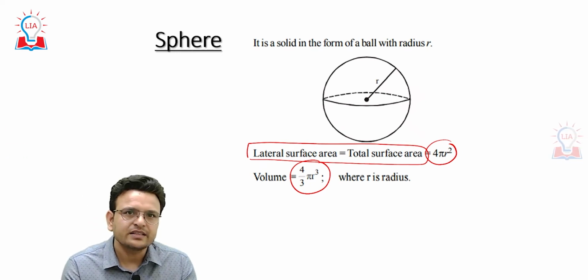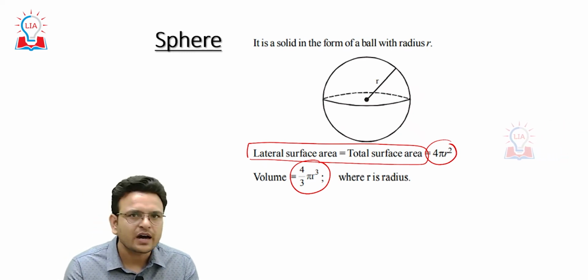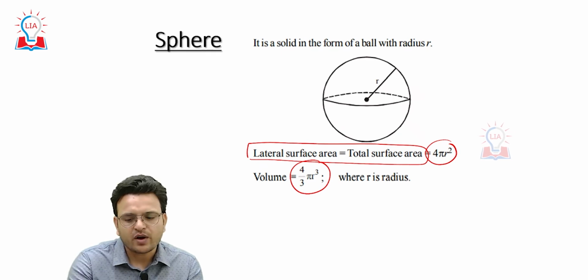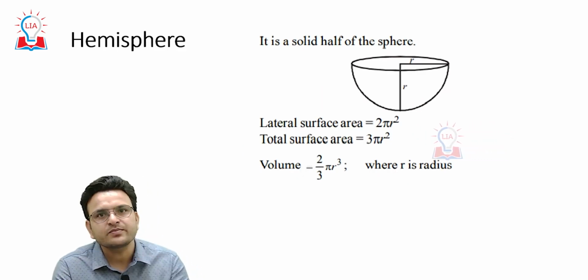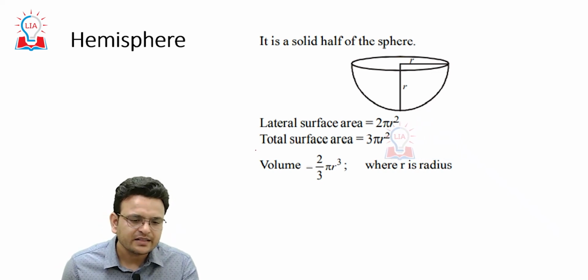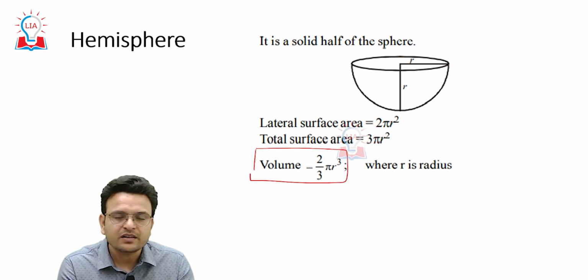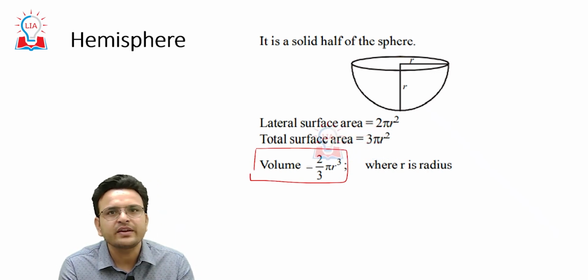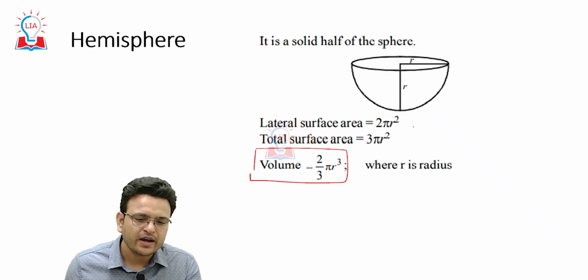In the sphere we have a volume, that is 4/3 pi r cube. Second thing is, in the sphere lateral surface area and the total surface area both are equal, that is 4 pi r square. Now see hemisphere. A hemisphere is a half sphere, so definitely volume will be half, that is 2/3 pi r cube. The lateral surface area will be half of the total surface area of a sphere, that is 2 pi r square.